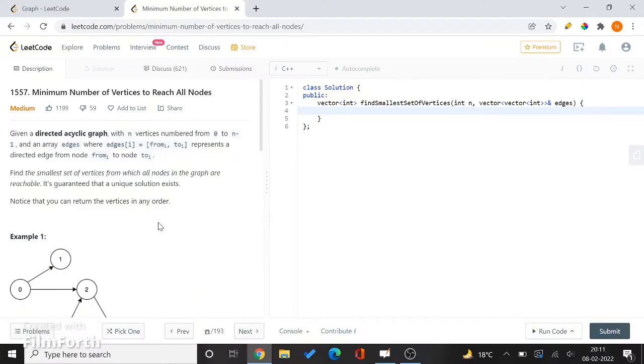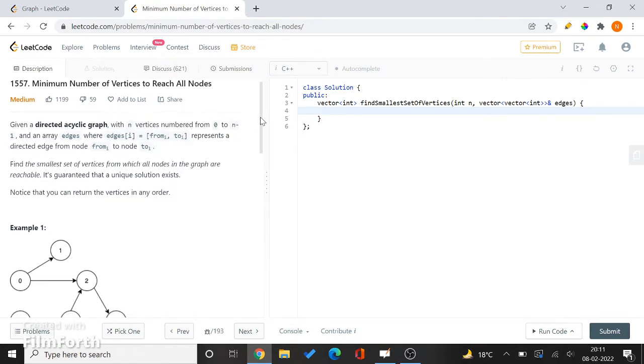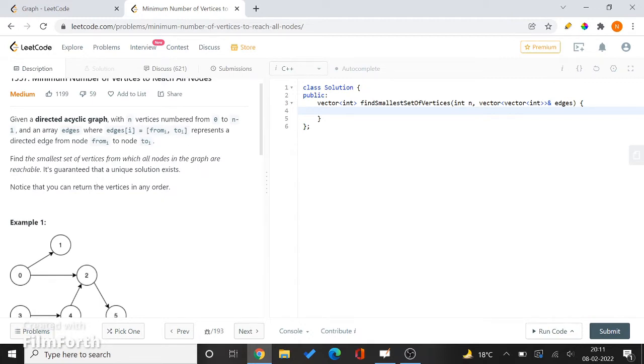Hi everyone. So today we'll be doing Leetcode question number 1557, that is minimum number of vertices to reach all nodes. So let's see what the question is about. In the question we are given a directed acyclic graph.